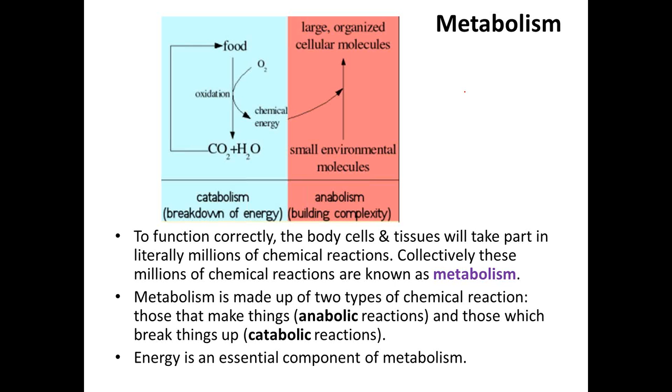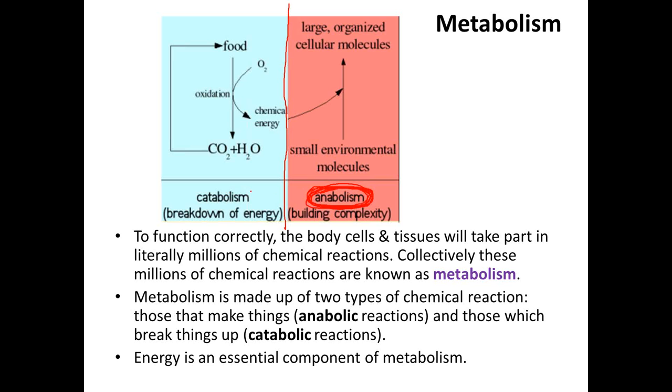And we can split metabolism into two parts. This diagram up at the top here shows you how we can split that into two components. Simply, we can split it into two types of chemical reaction. One of these is those reactions that make things in the body, and we call those anabolic reactions, and all of those are termed anabolism. We might want to remember this if you know anything at all about anabolic steroids, which are used illegally in bodybuilding and athletics. They're taken to build up muscle.